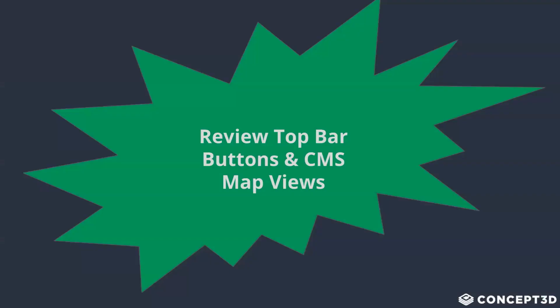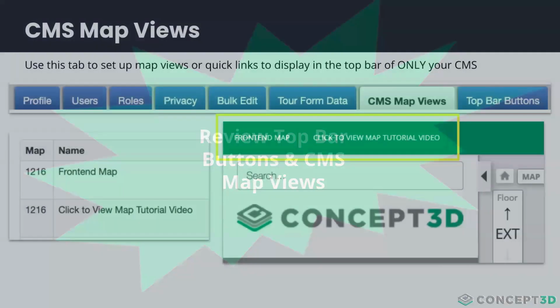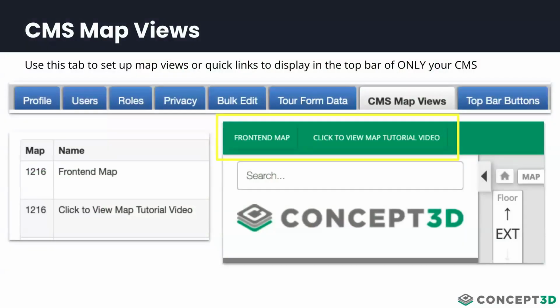All right, so let's chat about something in the account menu. And the CMS map view, you also might want to review the top bar buttons and the CMS map views for your map. And CMS map views is a setting that you can use to set up specific map views at the click of a button or quick links to display in the top bar of your CMS only. So this is really more of an internal way to communicate.